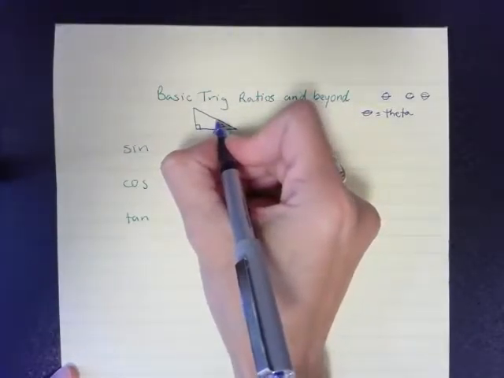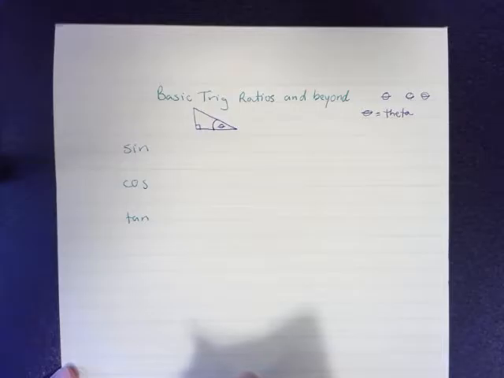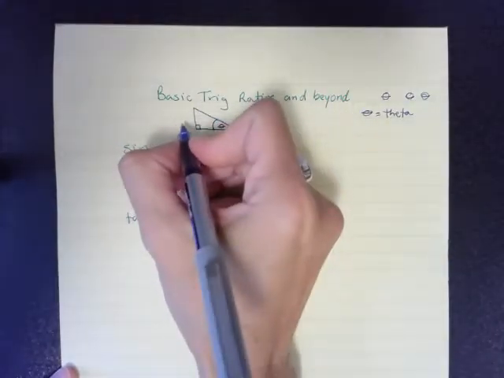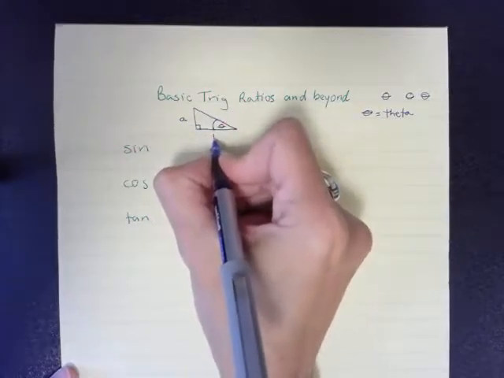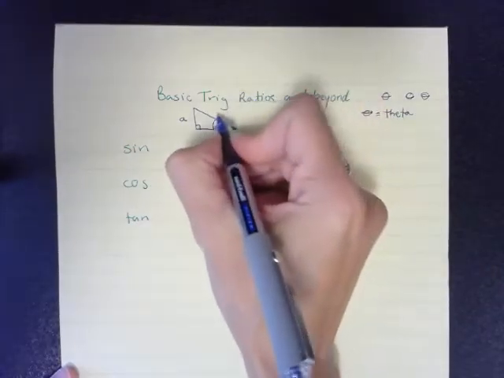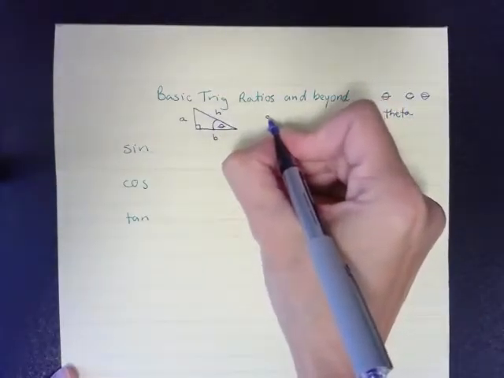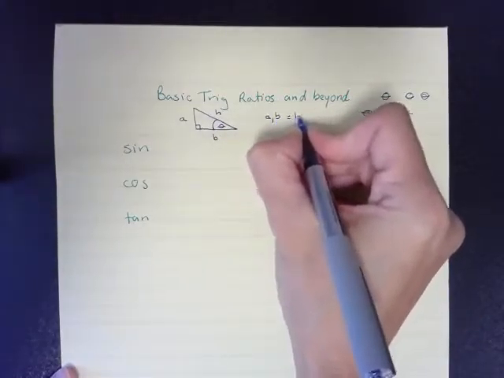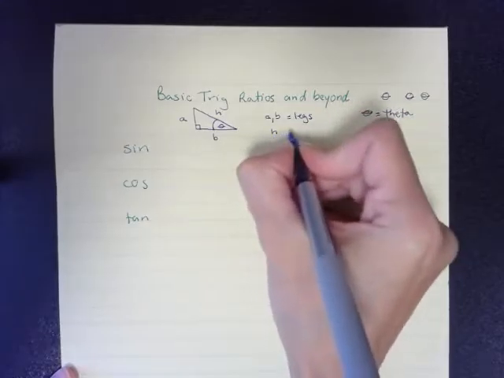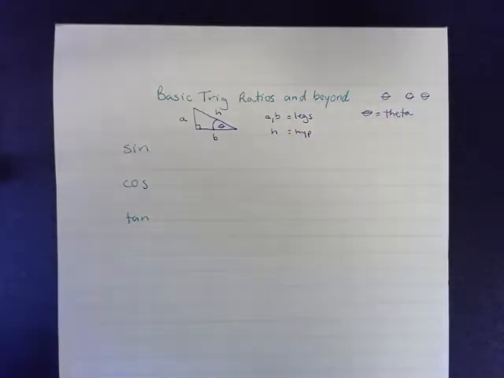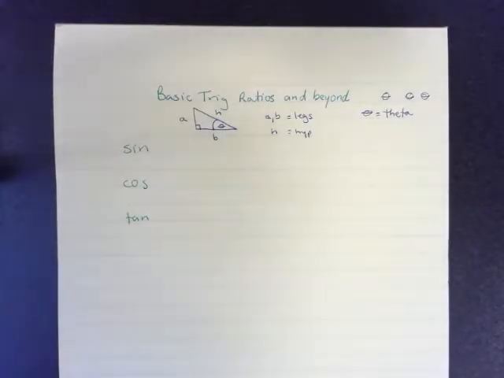So if I mark this angle as theta, and I'm just going to give these the sides A, B, and I'm going to say H for hypotenuse. So A and B are the legs, and H equals the hypotenuse, because we've been doing that a lot. Okay, soon you're going to see this in a different way.